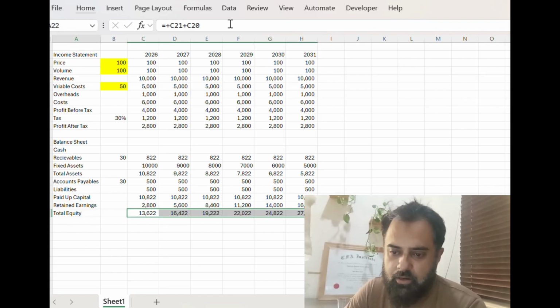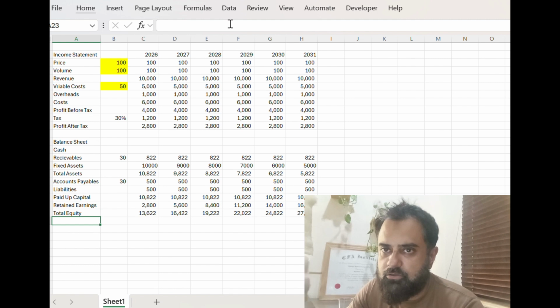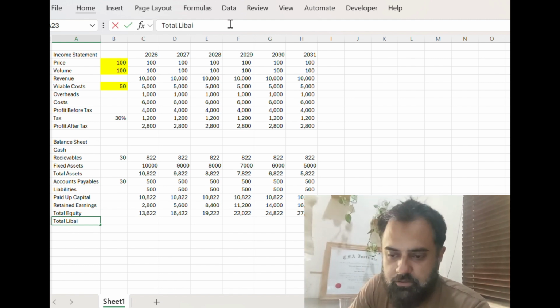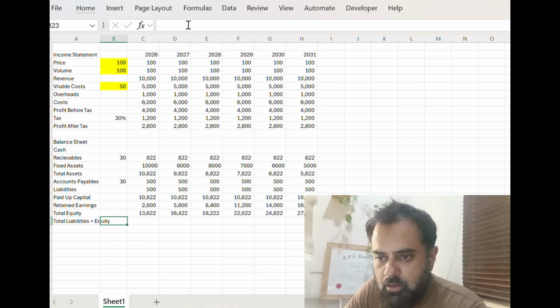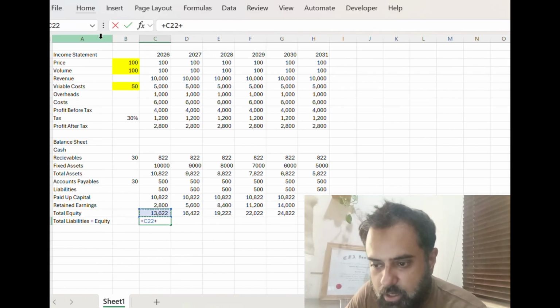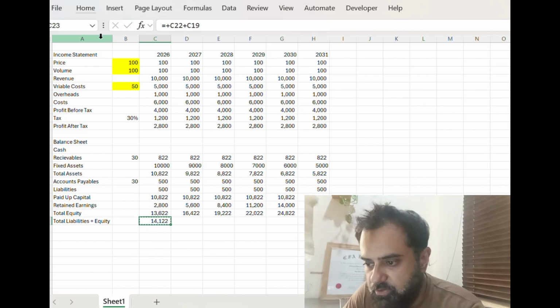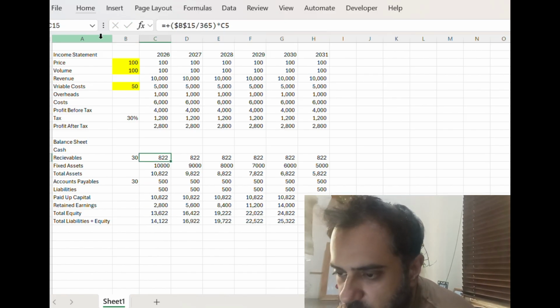The total equity, and we also need a final line item which is called the total liabilities plus equity, and that is gonna be total equity plus total liabilities. So we can see that our balance sheet is not balanced, and we also need to fix one more thing here.